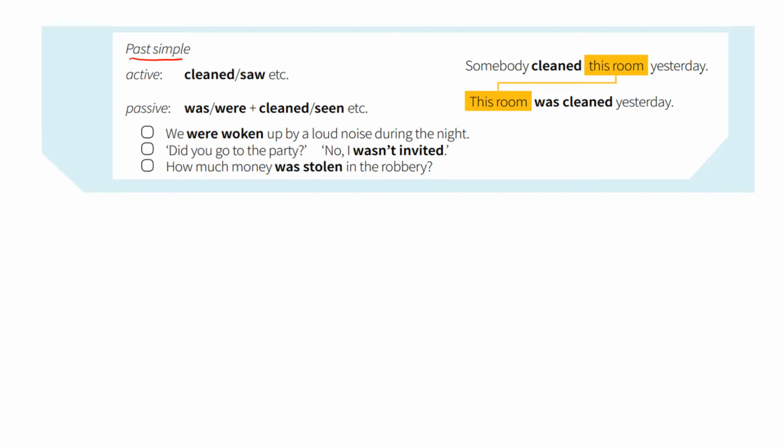And then this is past simple: cleaned and saw; was, were cleaned; was, were seen. We were woken up by a loud noise during the night. Did you go to the party? No, I wasn't invited. How much money was stolen in the robbery? So look at this. Somebody, subject; cleaned, verb; this room, object; yesterday, adverb. So the object of the active sentence becomes the subject, and cleaned is past. So you use was, and we use the past participle of clean, and then yesterday.